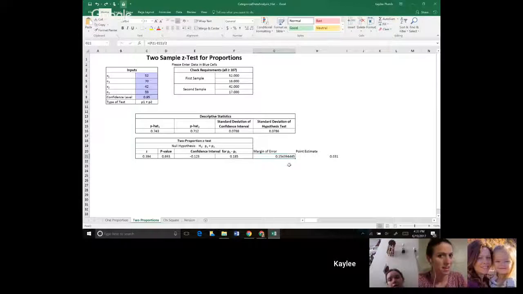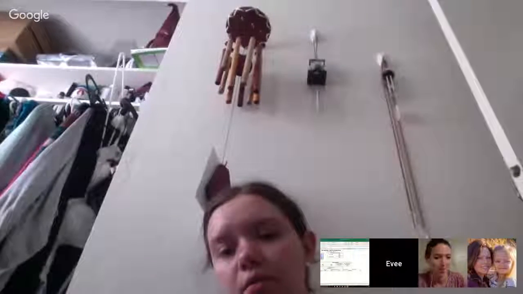The way that I think about it is if you have this on a number line, at one end you're going to have 0.185, and at the other end you're going to have negative 0.123, and you want the middle of that.